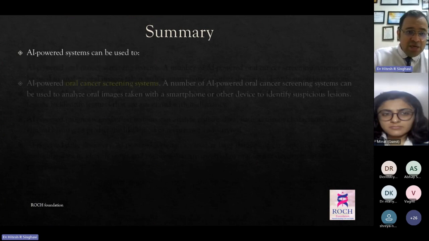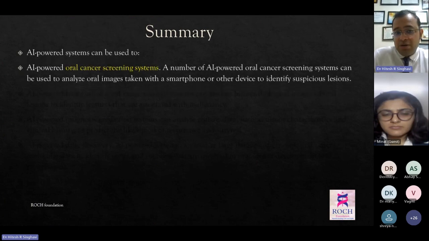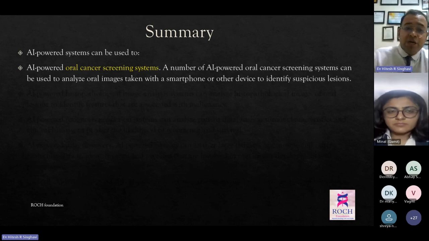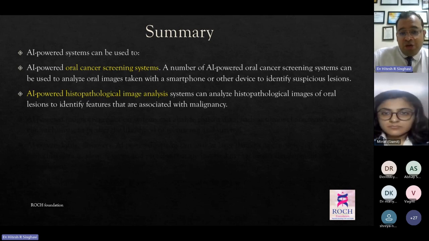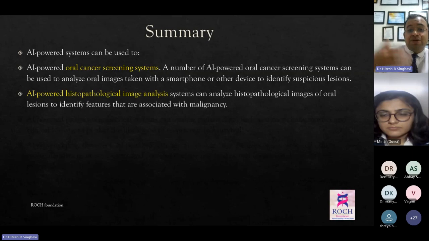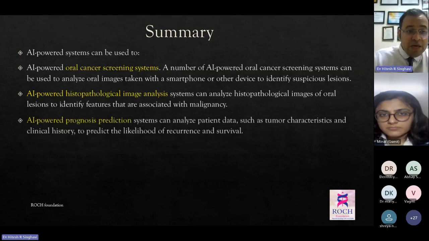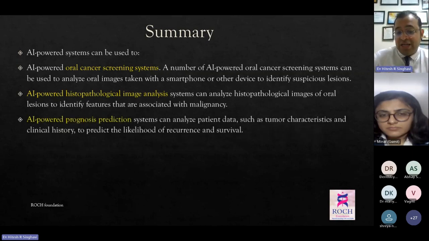To summarize, AI powered screening can be a paradigm shift in oral cancer screening systems. AI powered histopathological analysis can analyze the slides and identify lesions even sometimes better than a junior pathologist. AI powered prognosis prediction can analyze patient data with tumor characteristics and predict likelihood of recurrence and survival, which is so lively.